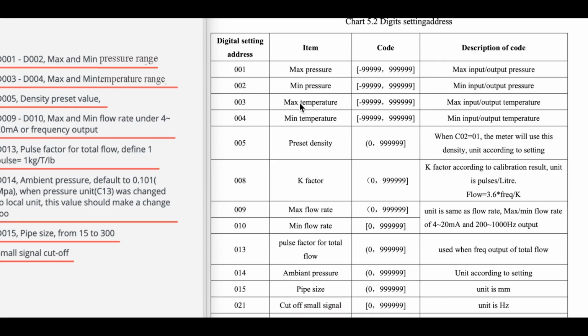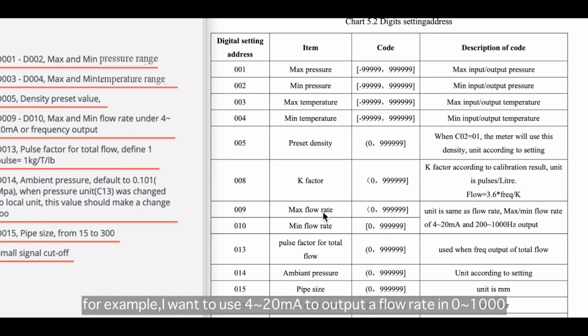In digit setting, we can set the max and min range of pressure, temperature, and the flow rate. For example, I want to use 4 to 20 to output the flow rate in 0 to 1000. So you need to set the two values in here.